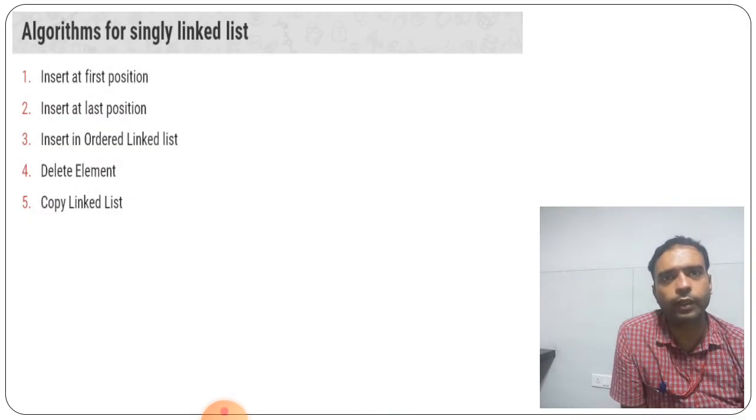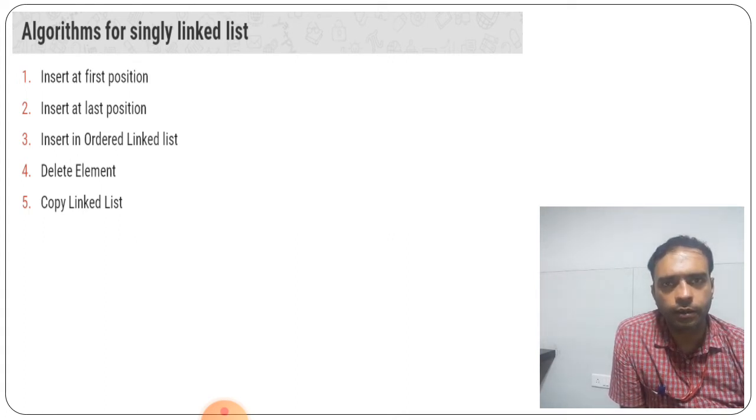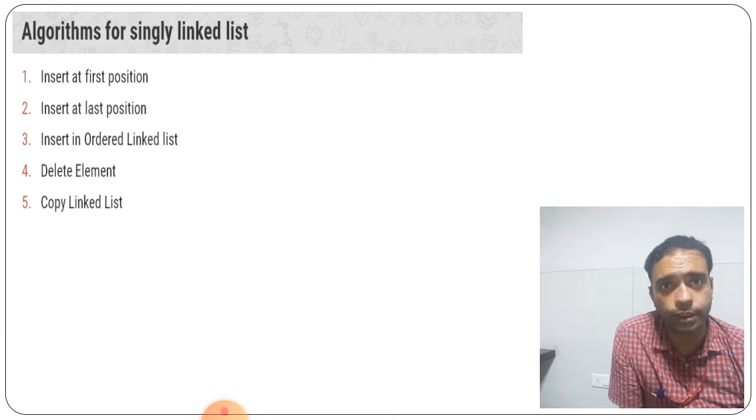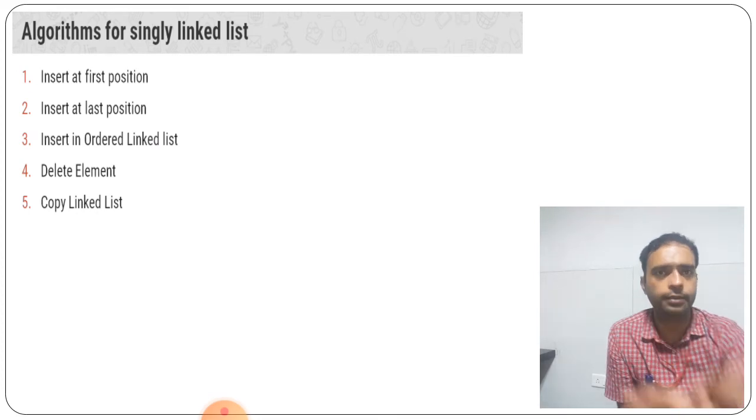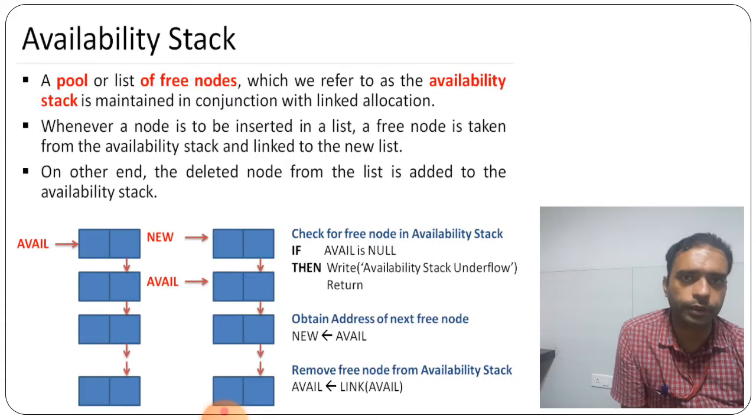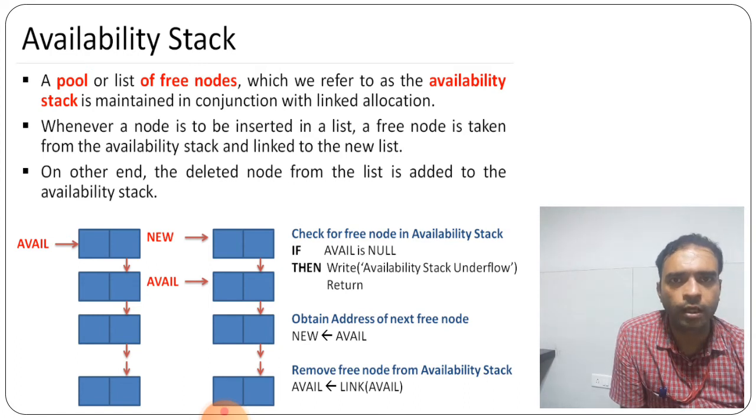Now what are the algorithms that we are going to see in this? In this singly linked list, first is insert at first position, second is insert at last position, third is insert in the ordered linked list, fourth is delete element, and fifth is copy linked list. Now next we are going to see the availability stack.